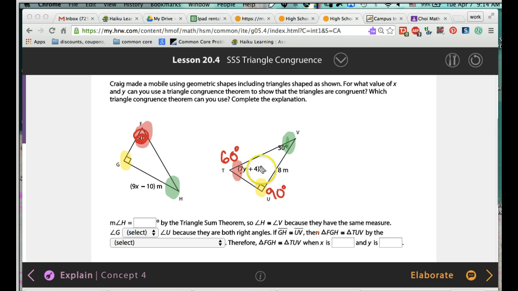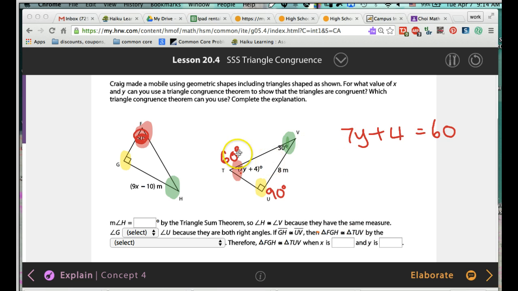60 degrees is the same as what? As this one right here, okay? So you're going to say 7y plus 4 equals 60 degrees. That's how you're going to set it up, Veronica, okay? And then you subtract the 4 and divide by 7, okay? So you correctly explained the process, but did not set up the equation correctly.